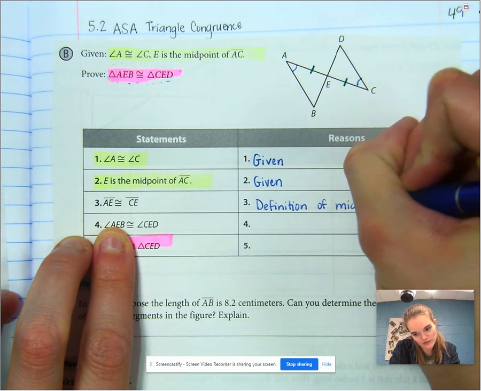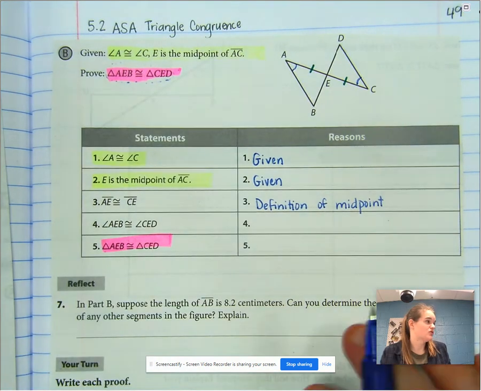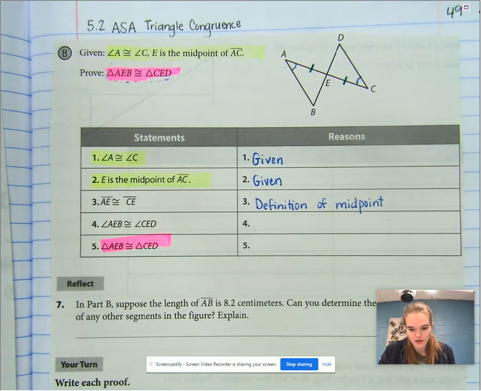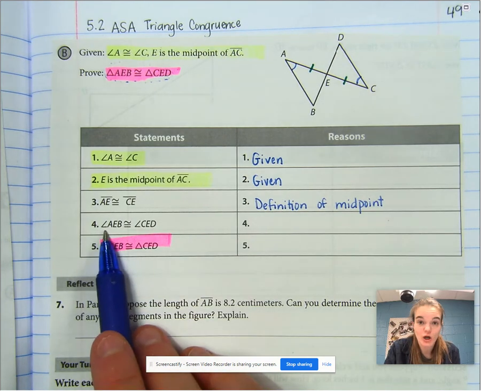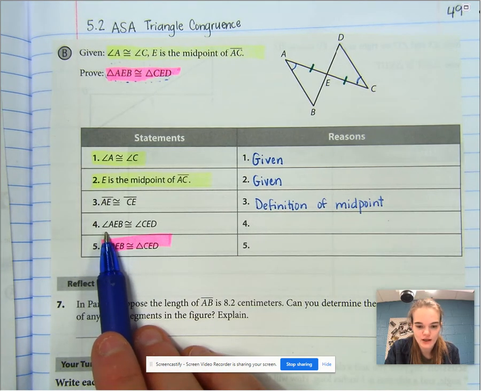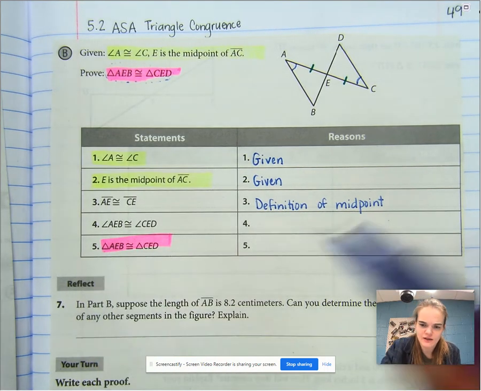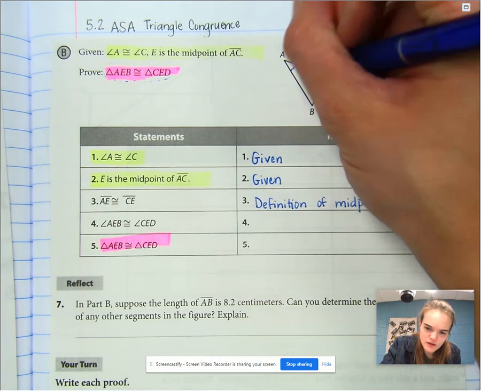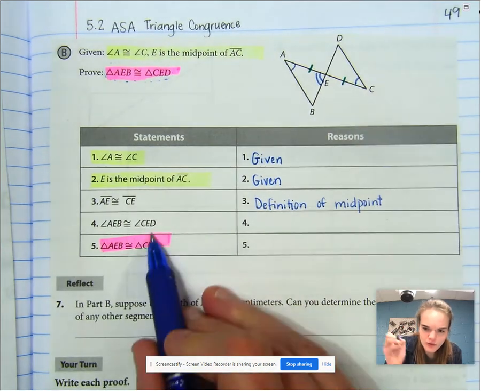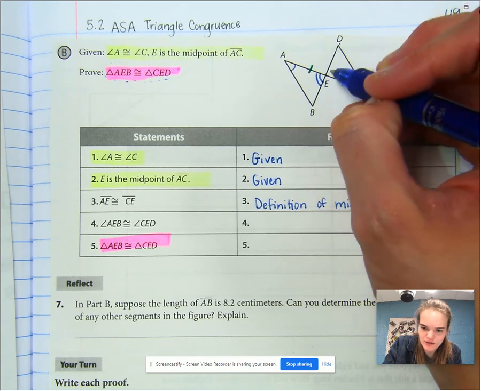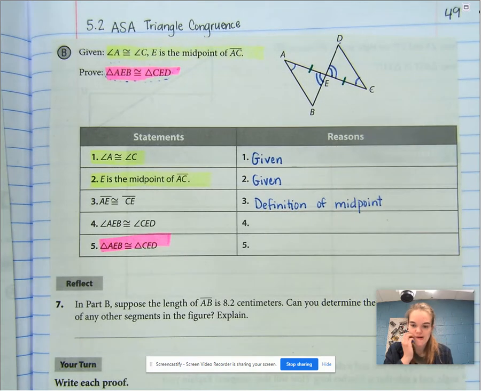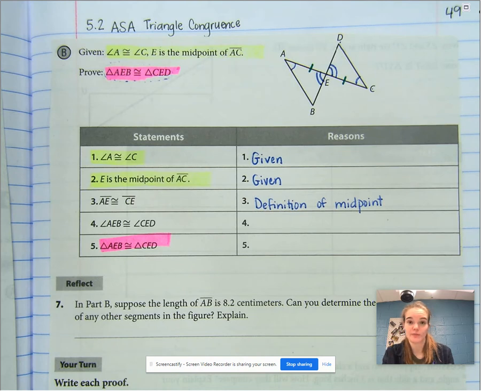Remember, you always use either definitions or theorems as your reasons. Okay? Theorems, postulates, properties. Okay. I have an angle. I have a side. Here's my other angle, AEB is congruent to CED. Why, though? You should be going back in your notebook if you don't know why, finding out exactly what type of angles these are. I'll wait.